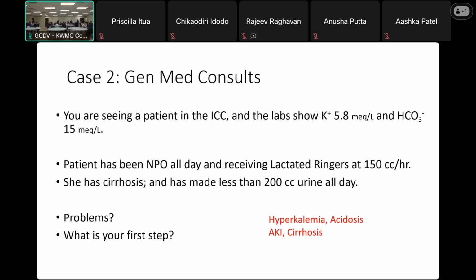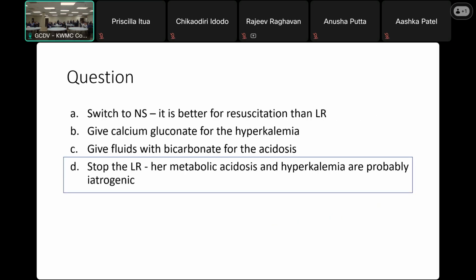But number 2 is just thinking about LR, what it has in it. It does have potassium, it has lactate, and lactate gets converted to bicarbonate by the liver. So in a patient with cirrhosis, who doesn't have good functioning liver, that lactate sits around a little bit longer, and it can lead to lactic acidosis.